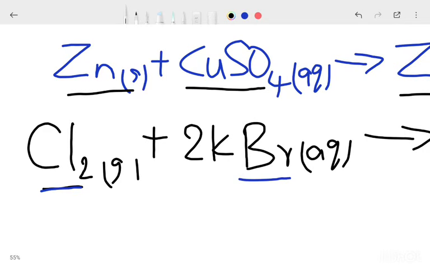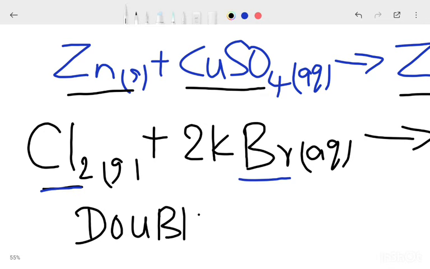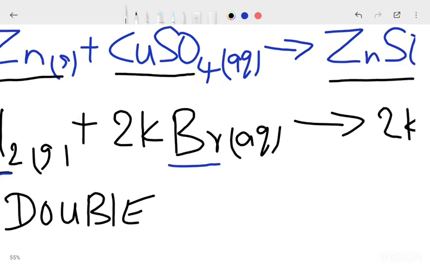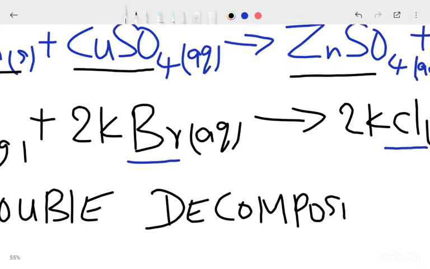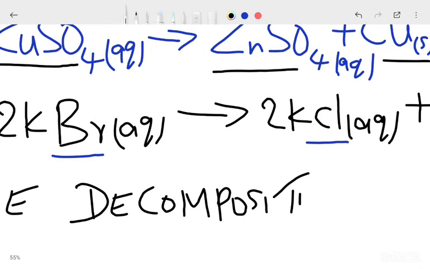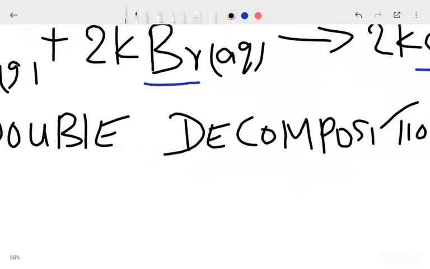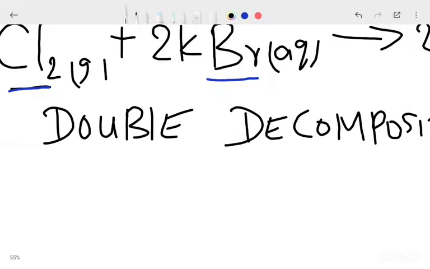Okay. Now let's look at the next one, that is the fourth one, right? Double what? Double decomposition.